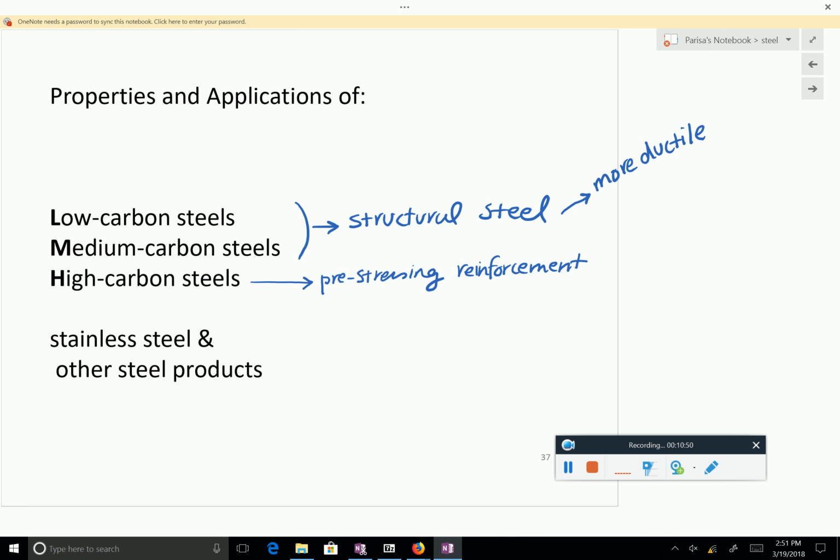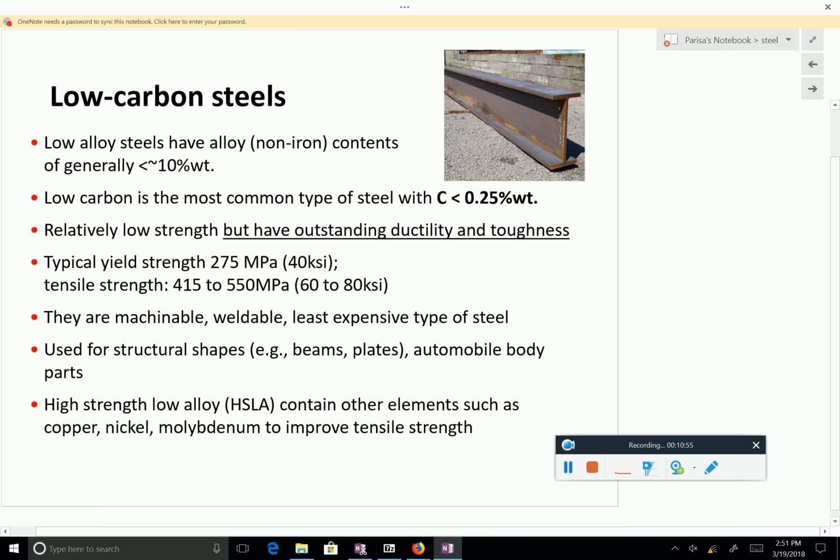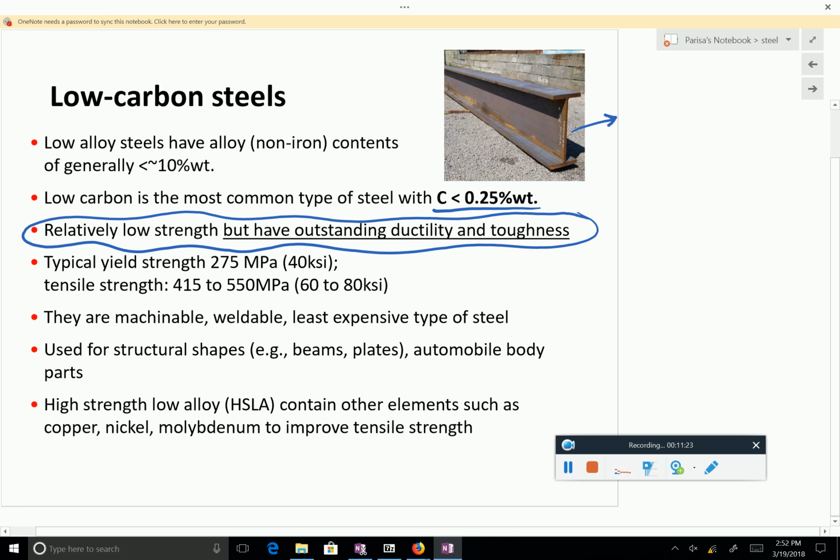Starting with low carbon steel, which is super important for us as civil or architectural engineers. Of course, as the name suggests, the amount of carbon is very low. It's less than 0.25% by weight. You see one example here, really load-bearing structural elements. This is a beam or a girder. I don't know the exact size, but you can see that this is made of low carbon steel. And always remember that the reason we like them is because of their high toughness and high ductility.